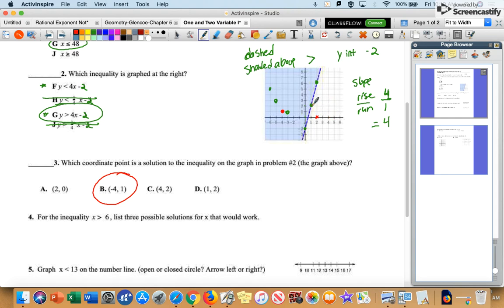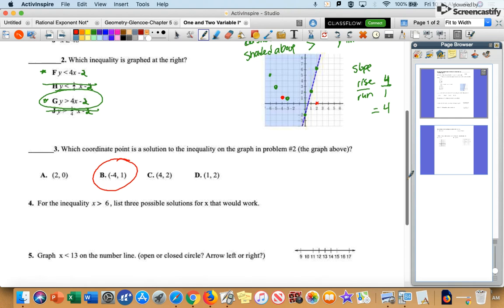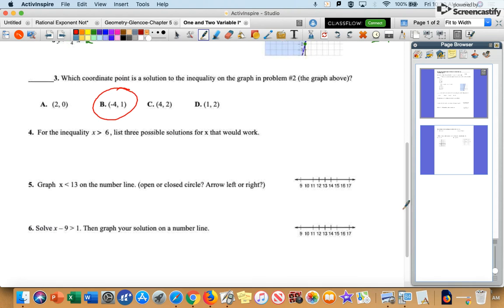1, 2 is on the line, but it's a dashed line, which means that the solutions cannot be on the line. So -4, 1 is the one that works.